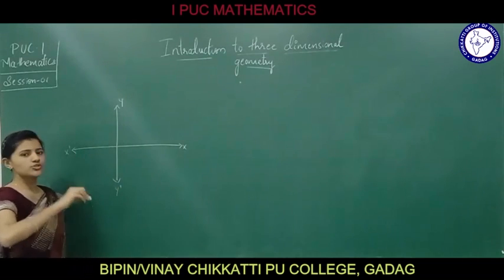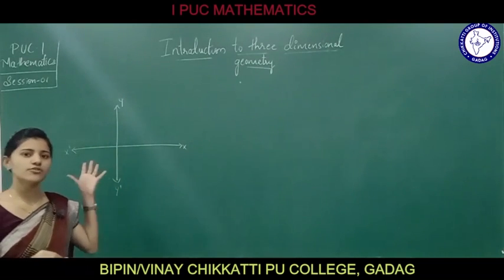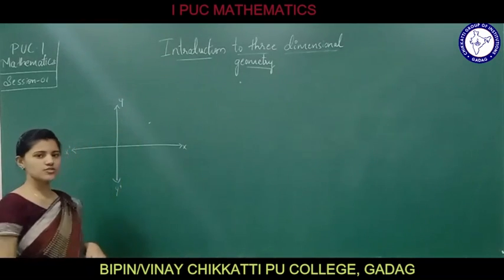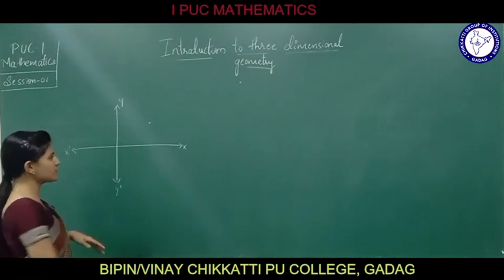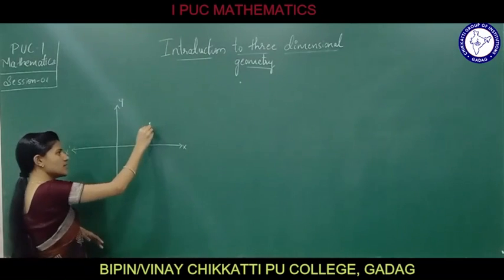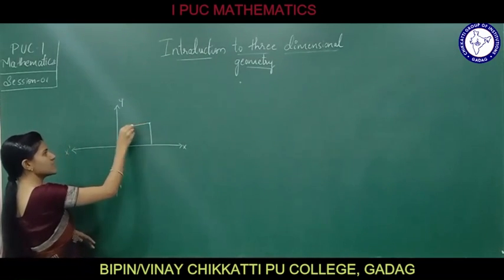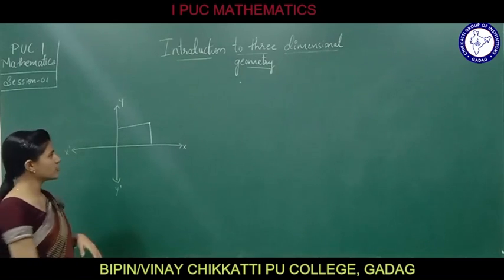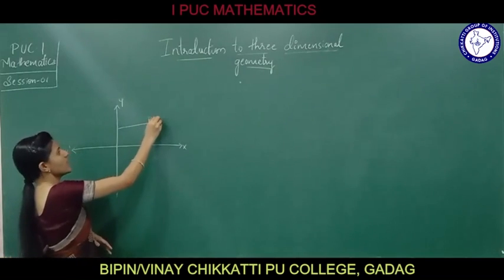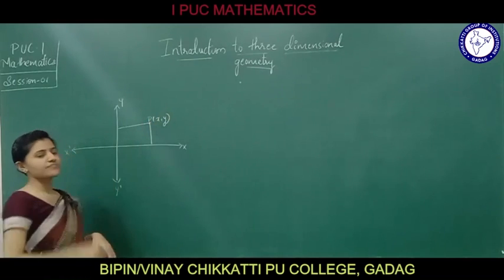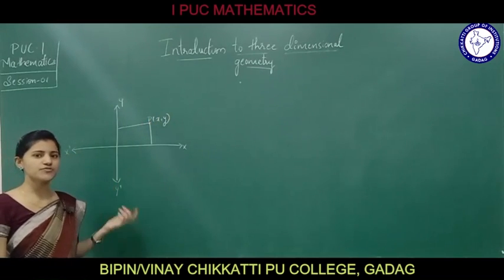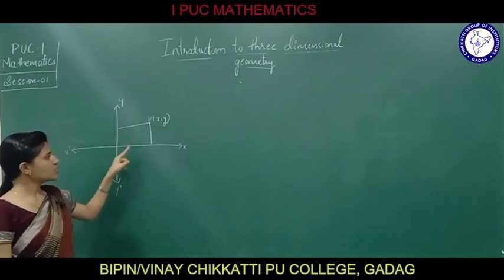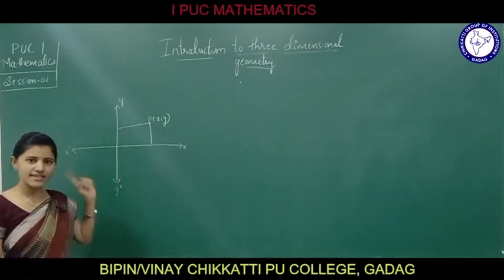If we want to locate, or find the distance of, any point in this two-dimensional space, what did we used to do? We used to find the distance from the x and y coordinates. Then we could say P of x comma y. This is how we used to find the position of any point in this two-dimensional plane, right?